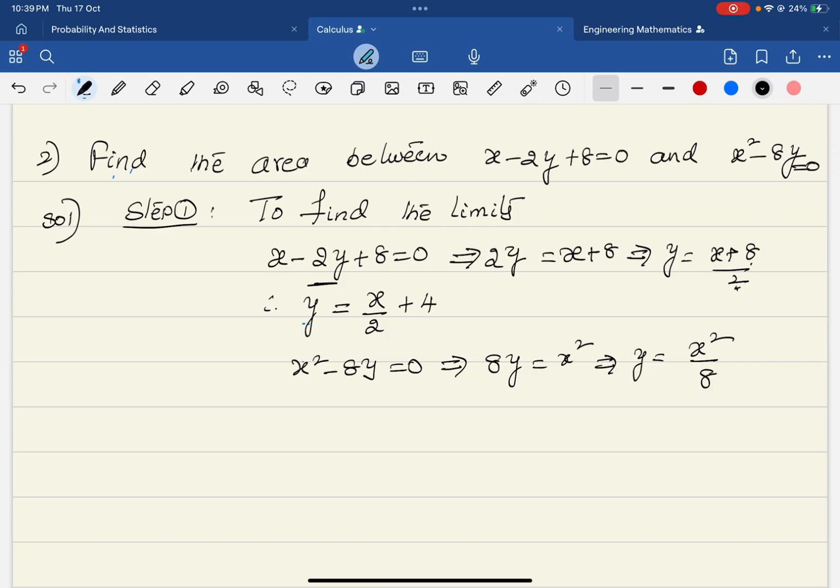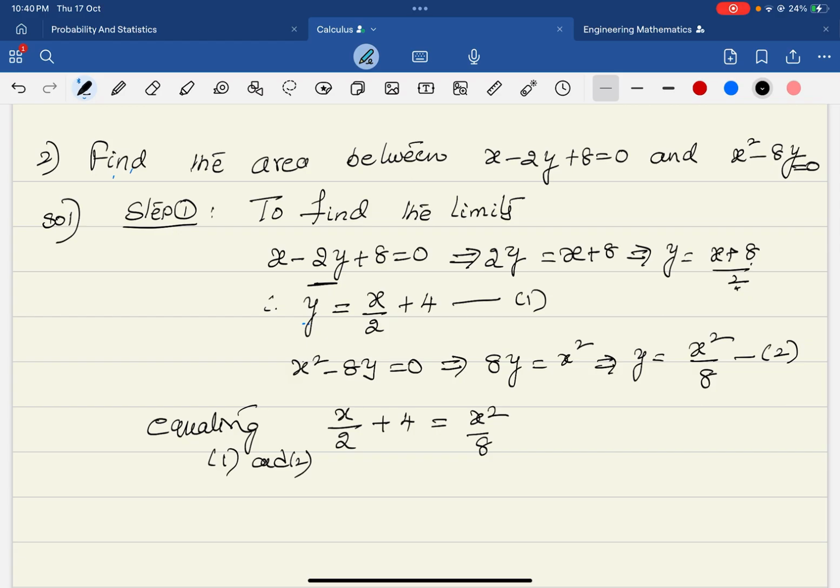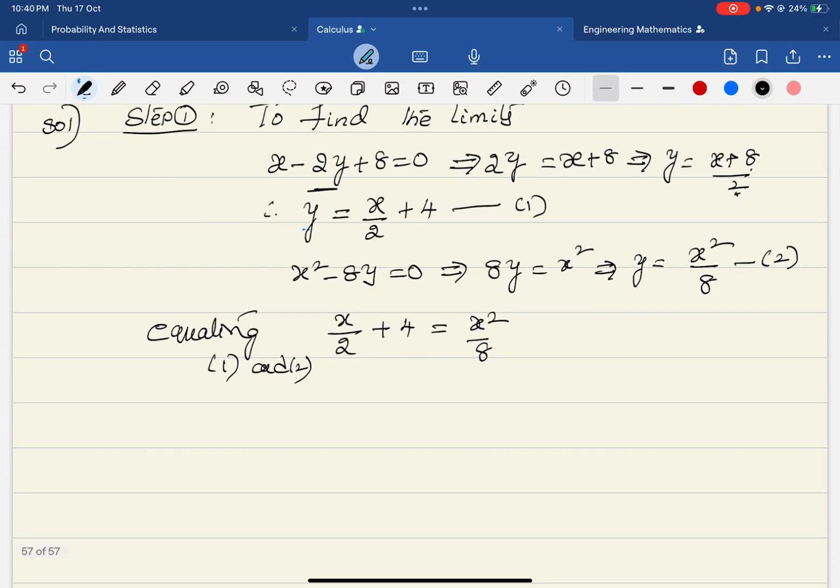So now equation 1 is this, equation 2 is this. So what do we do first? Equate, correct? So equating 1 and 2 is given by x by 2 plus 4 is equal to x square over 8. So let us solve this now. What does it give you?